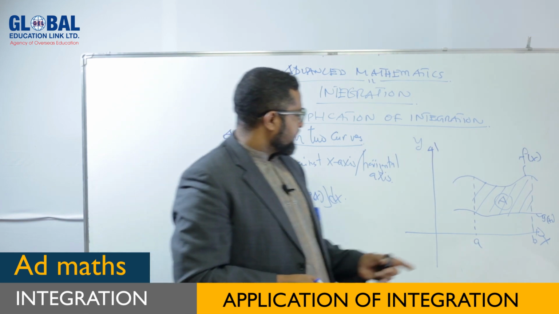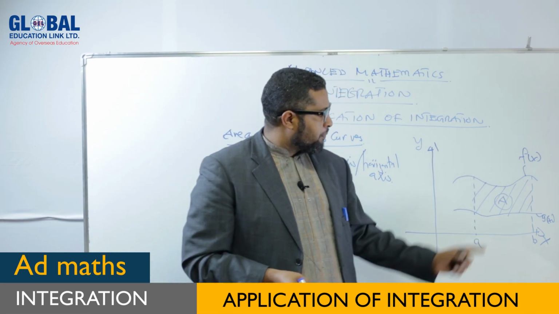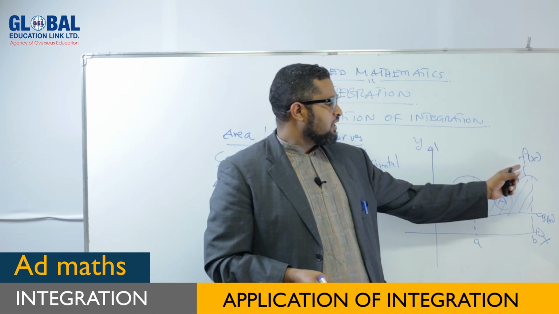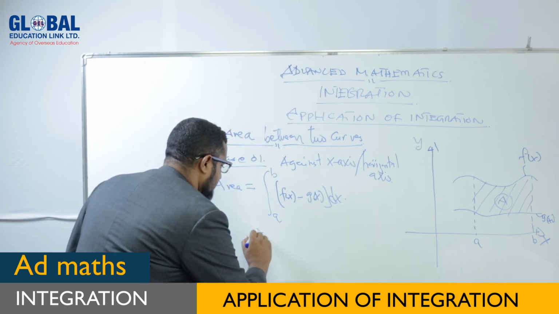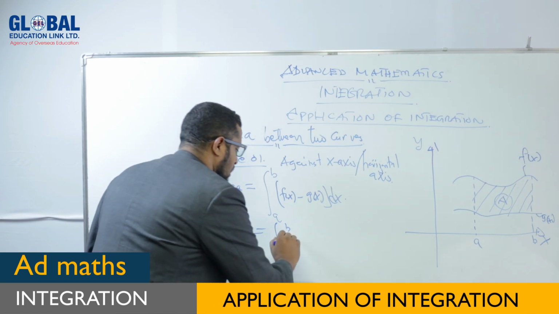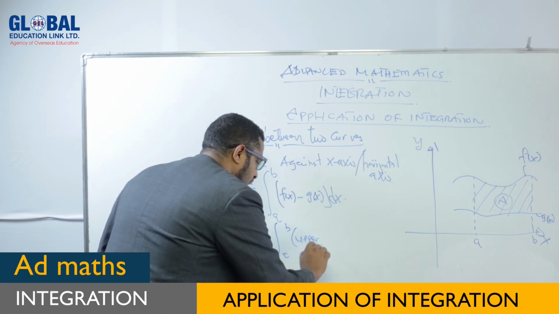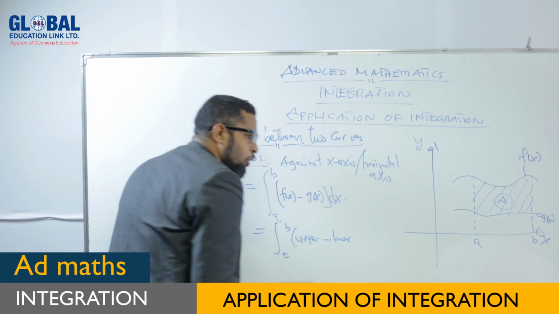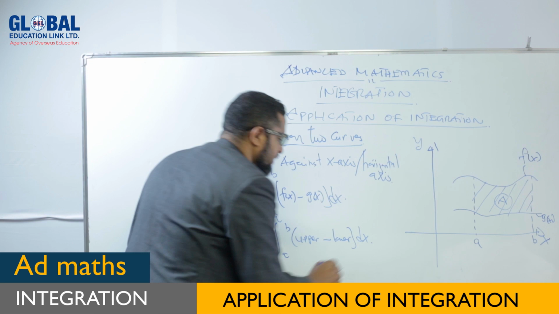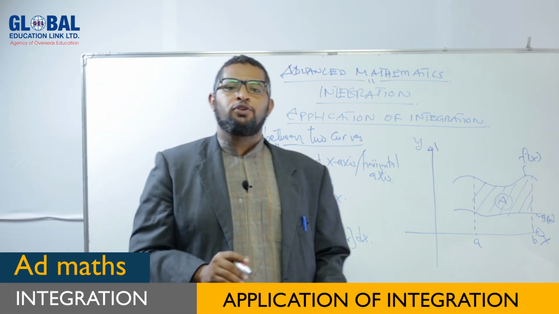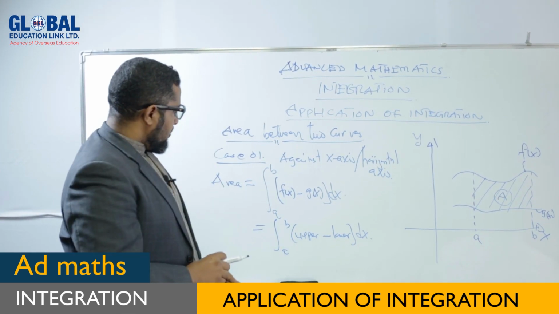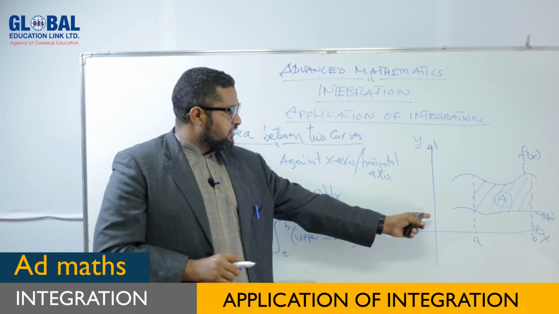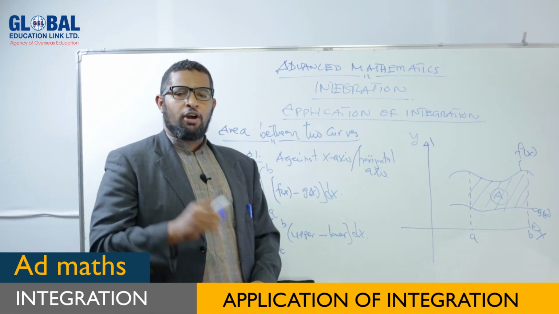But if you look clearly, here in our xy plane, we have two curves. f of x is the upper of the two graphs. So you can say, from A to B of the upper function minus the lower function, then integrate with respect to x. That is the formula that you are going to use in solving questions involving area between two curves. That is the first case, with horizontal axis or x-axis.